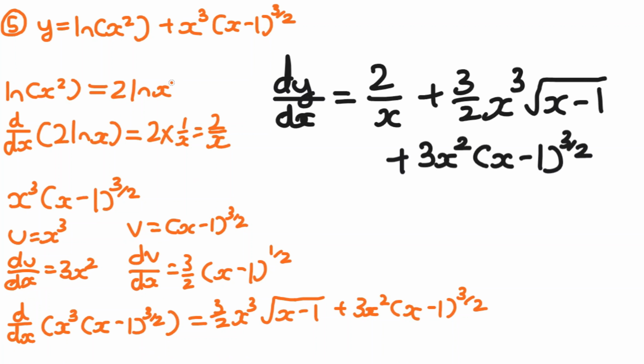So for dy over dx, we just add the terms together and do it all at the end. dy over dx is the natural log of x squared differentiated, which is 2 over x, plus this differentiated, which is 3 over 2 x to the power of 3, the square root of x minus 1, plus 3x squared, x minus 1 to the power of 3 over 2.